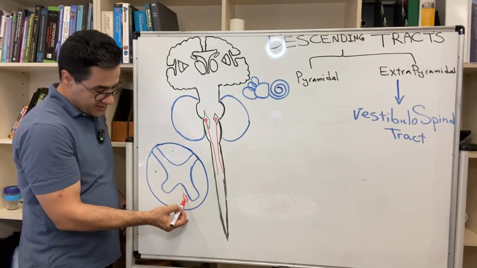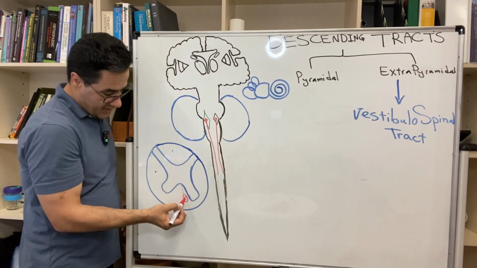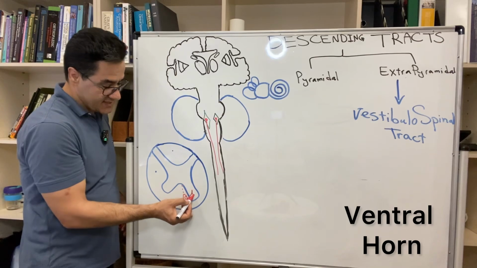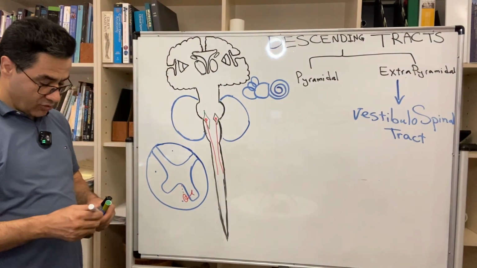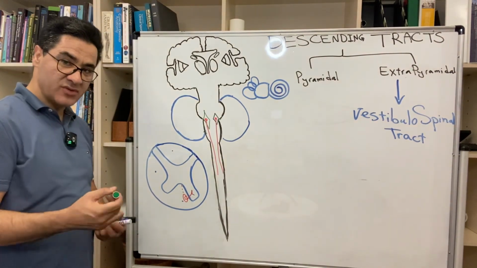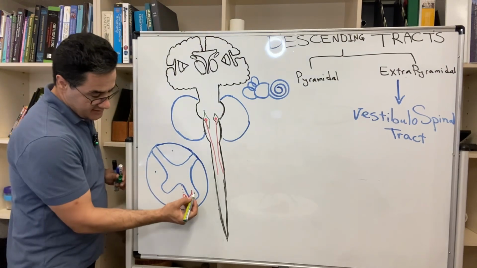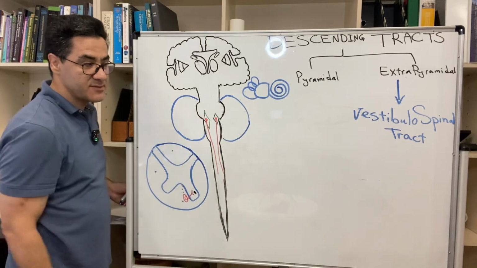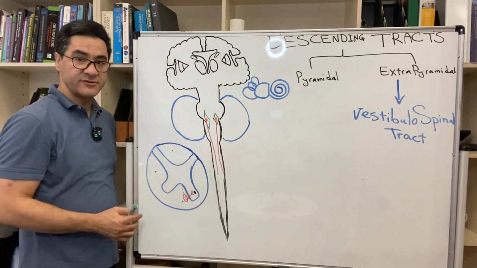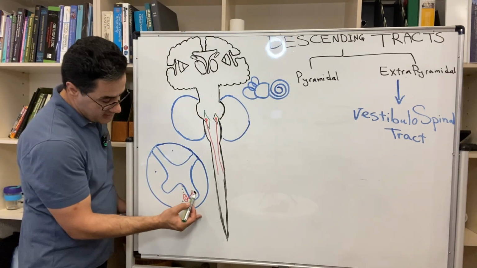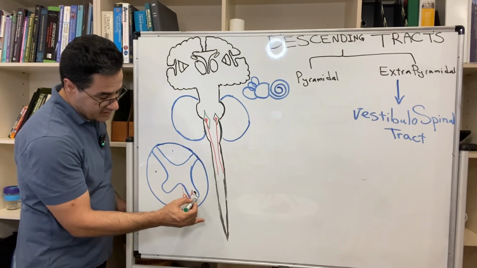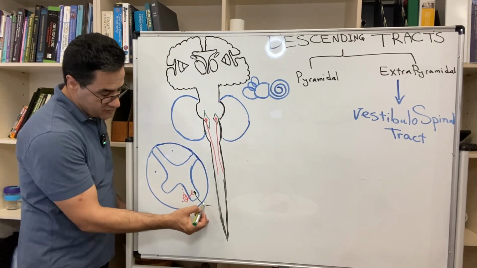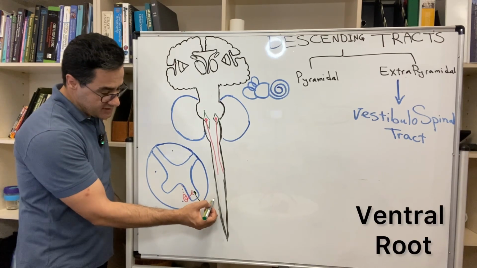And what will happen then? The upper motor neuron axon gets into the ventral horn, synapsing onto the cell body of the lower motor neuron. So the second question is answered. The cell body of the lower motor neuron of the vestibulospinal tract is within the ventral horn of the gray matter of the spinal cord. Then the axon of the lower motor neuron exits the ventral horn and passes through the ventral root to get into the muscles.